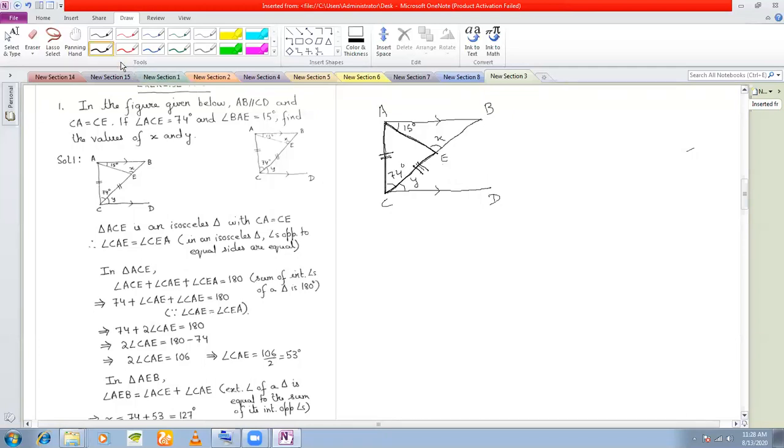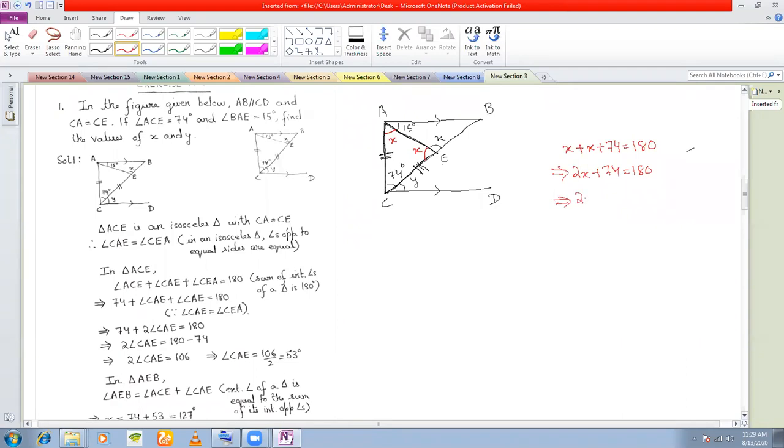Now you see that these two sides are equal. That means this is an isosceles triangle, and from theorem 1 we have already seen that the angles opposite to the equal sides in an isosceles triangle are equal. That means these two must be equal. Let's call them x. So therefore, since the sum of interior angles of a triangle is 180 degrees, 2x plus 74 is equal to 180.